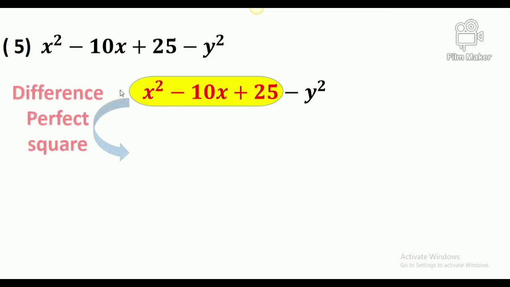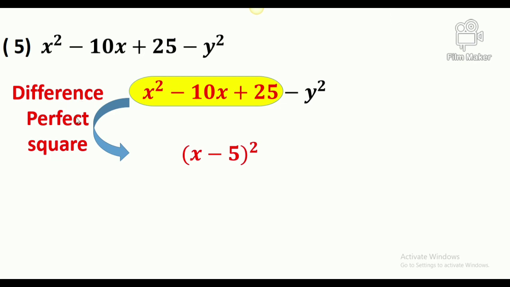Okay. And y will wait. Here, the root of x power 2 will be x. The root of 25 will be 5. And the sign of the bracket is the sign of the middle term. It's a perfect square, not a difference, a perfect square. Okay?